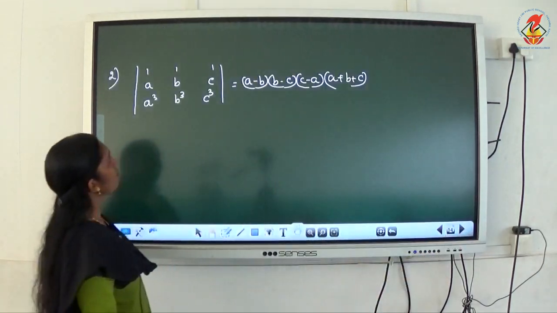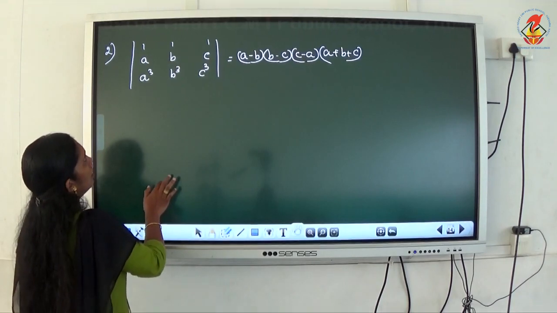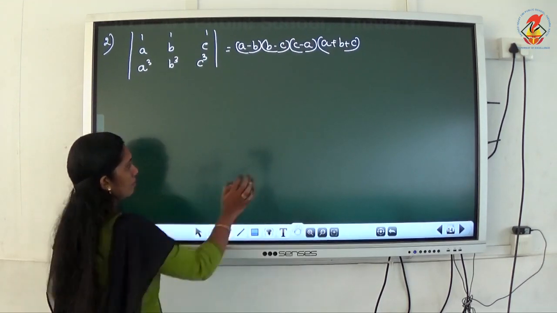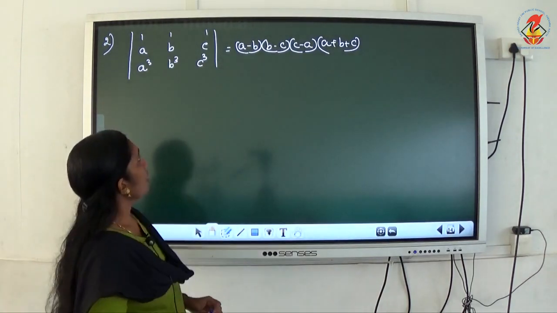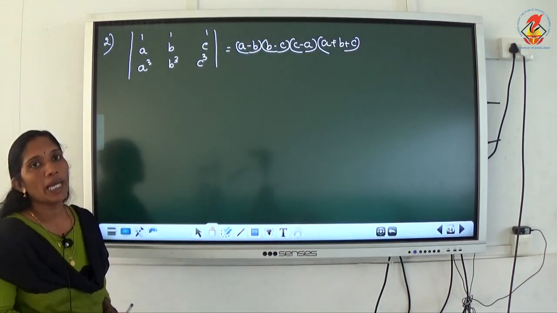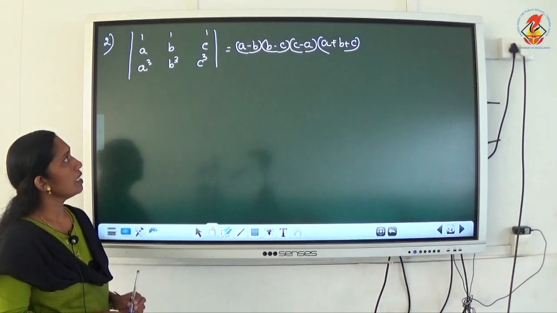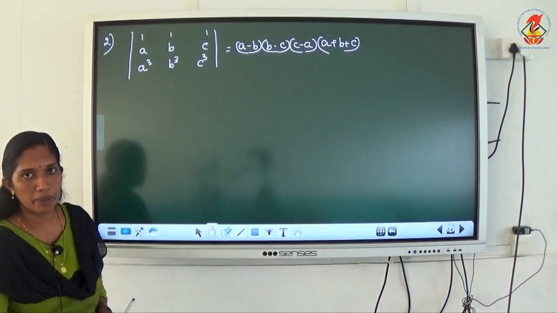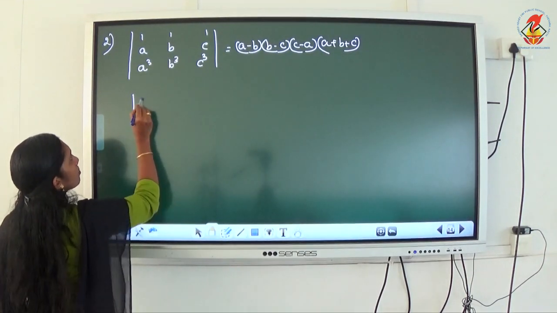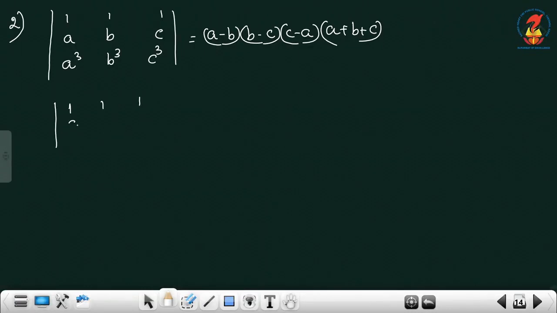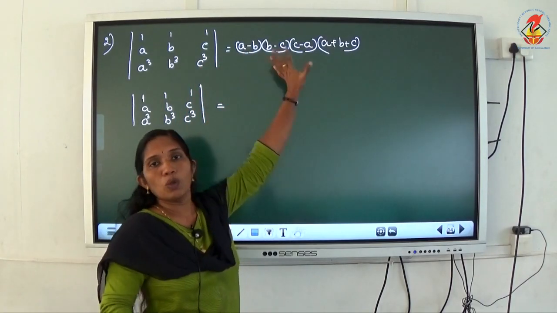Now the second question. Determinant [1, 1, 1; a, b, c; a³, b³, c³] is equal to (a - b)(b - c)(c - a)(a + b + c). So here nothing is common, we can't take outside. Okay. Now, check the answer part also.